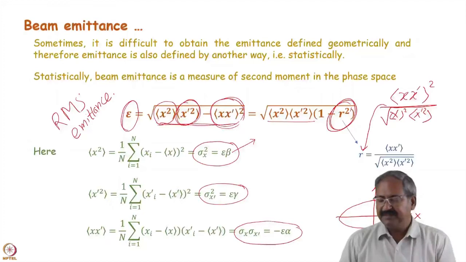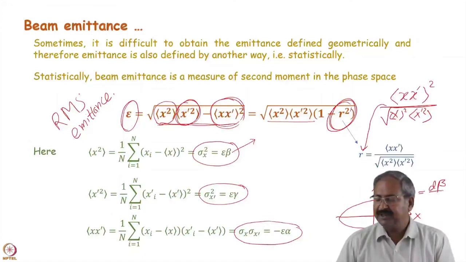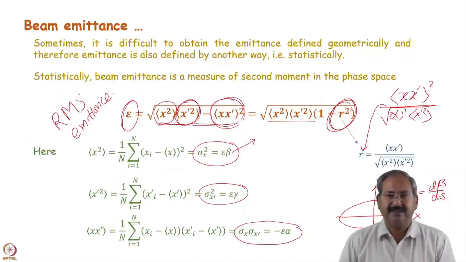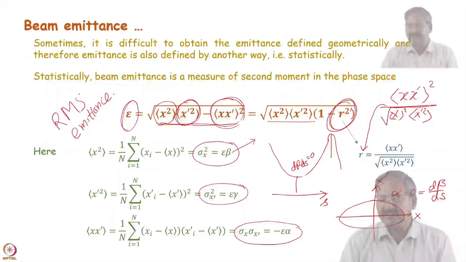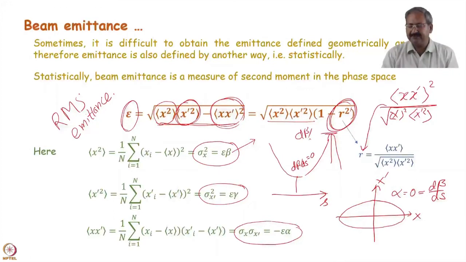So alpha is 0 means d beta by ds is 0, and d beta by ds equal to 0 means beta has either a minimum or a maximum at this location. Either beta is like this, so here is the minimum, so you will get d beta by ds equal to 0 here, or it may have a maximum like this, so here again you will have d beta by ds equal to 0. So at the location of maxima and minima, alpha becomes 0 and the ellipse axes, meaning the ellipse major axis and minor axis, coincide with the axes of coordinates.